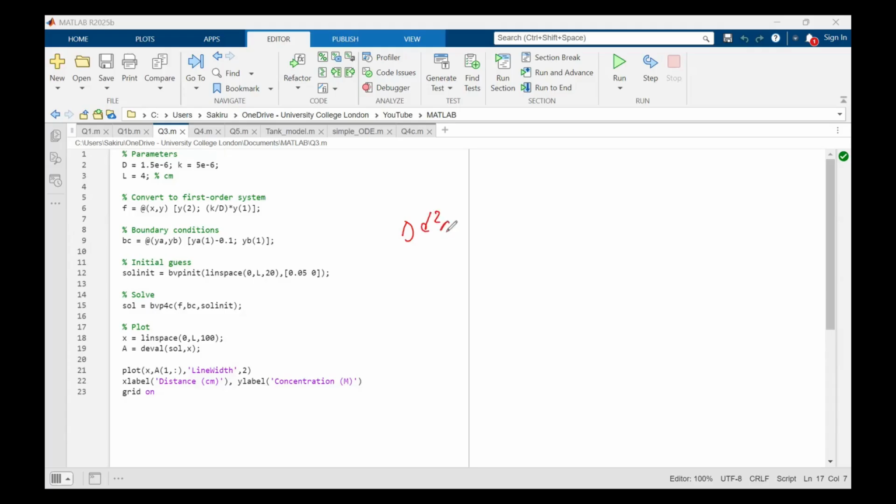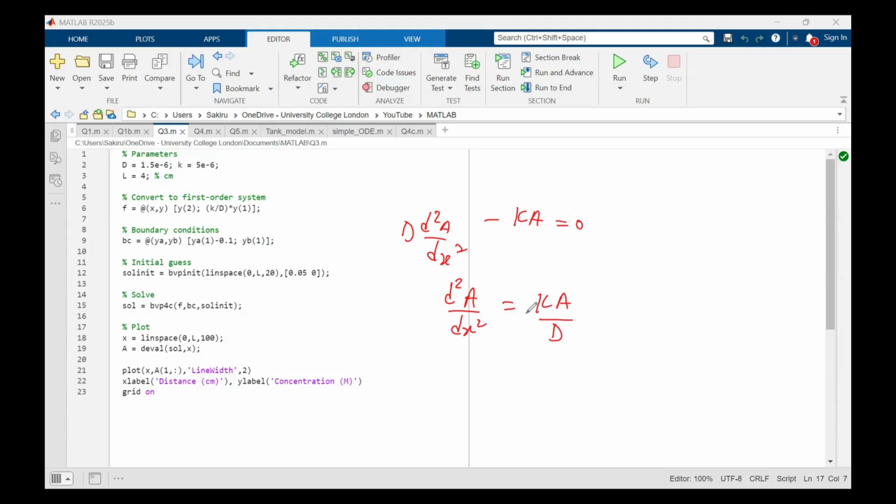So what we want to solve basically is this equation, d squared A dx squared minus kA equals 0. You need to first rewrite the equation so that you have only d squared A dx squared on the left-hand side. So d squared A dx squared will be equal to kA over D. This is what you're trying to solve.